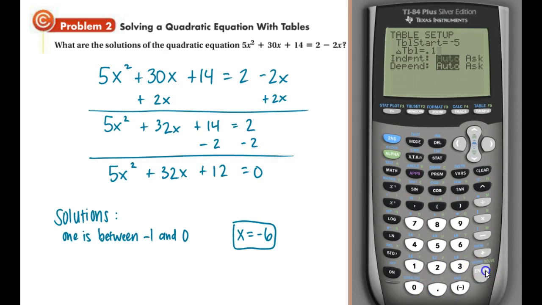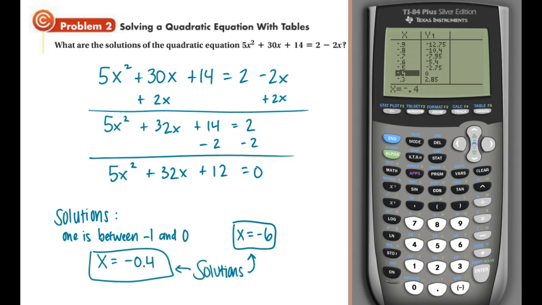Make sure that you remember to go back after this problem and change it back to the default of positive 1. So now let's go to the second table again, and you can see that the input values are increasing by 0.1. So we're going to get a more precise idea of where the 0 would be. And you can see that the y values are getting closer to 0. And we finally found the other solution, which would be x equals negative 0.4. So that means the quadratic equation intersects the x-axis at the two x values of negative 0.4 and negative 6.